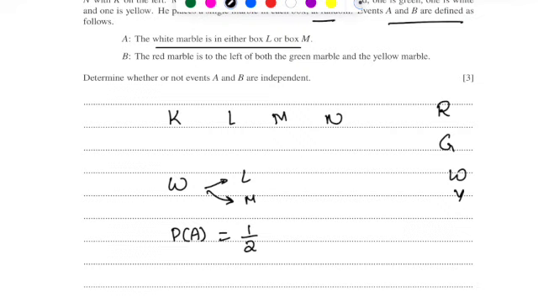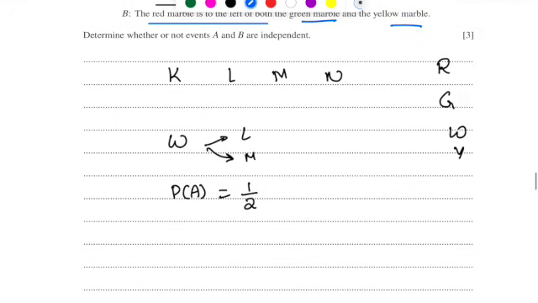Now I have to find the probability of B. What is the probability of B? A red marble is to the left of both the green and yellow marbles. So red is on the left of both yellow and green, or green and yellow.